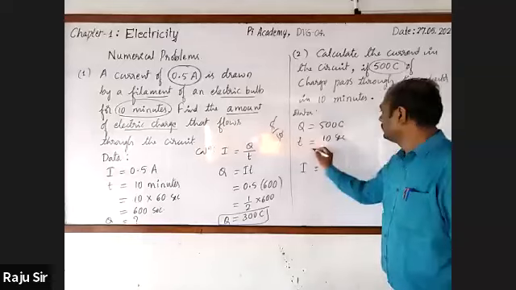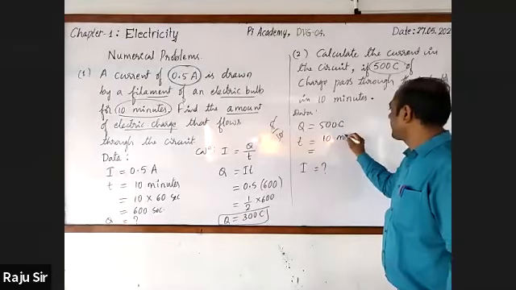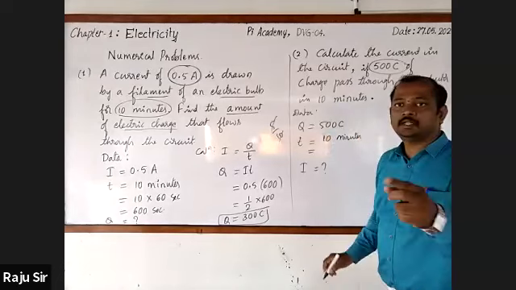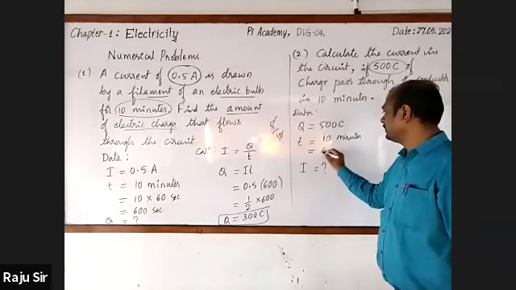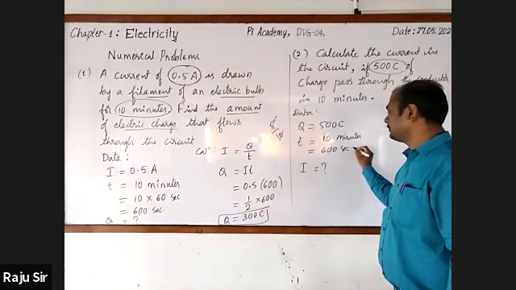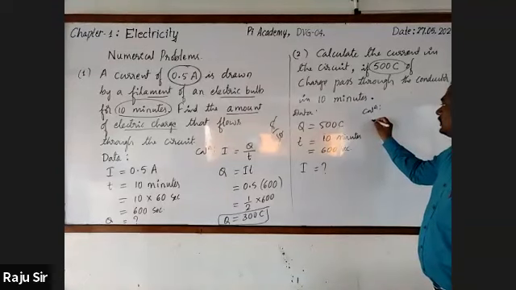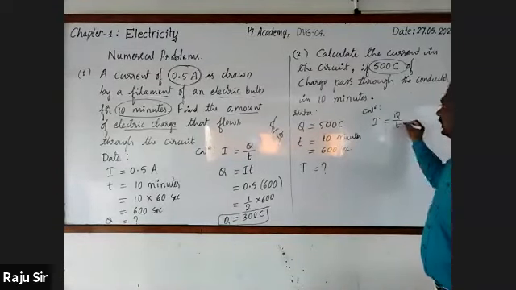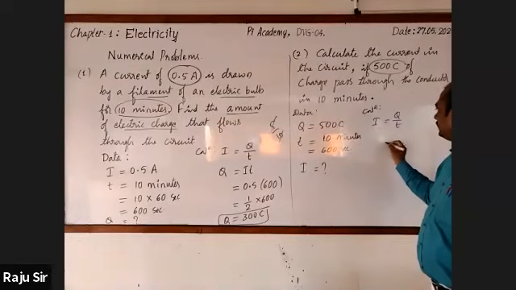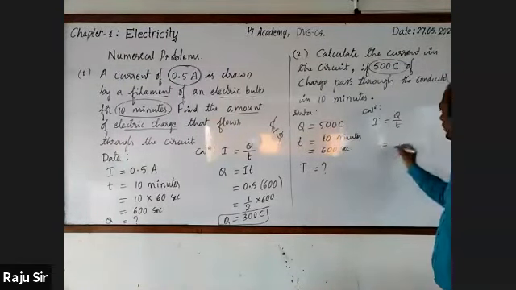600 seconds. It is time. T is equal to 10 minutes. 1 minute is 60 seconds. Then 10 minutes will be 600 seconds. I'm writing it directly. Very good. Vishnu, you are right. Calculation. We know that I is equal to Q by T. We want I, you write this as it is, where Q is 500 and T is 600. 0, 0 get cancelled. You'll get 5 by 6.